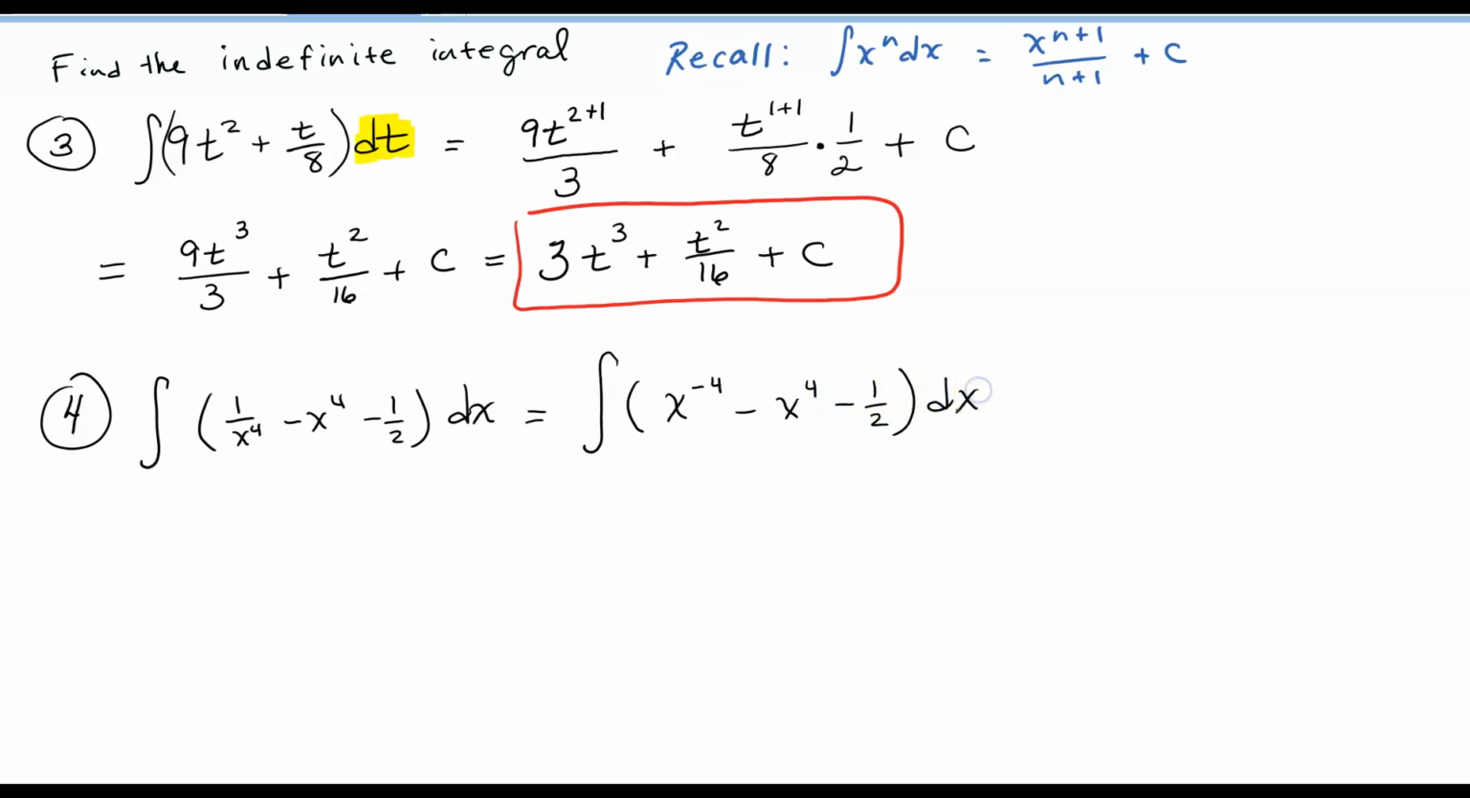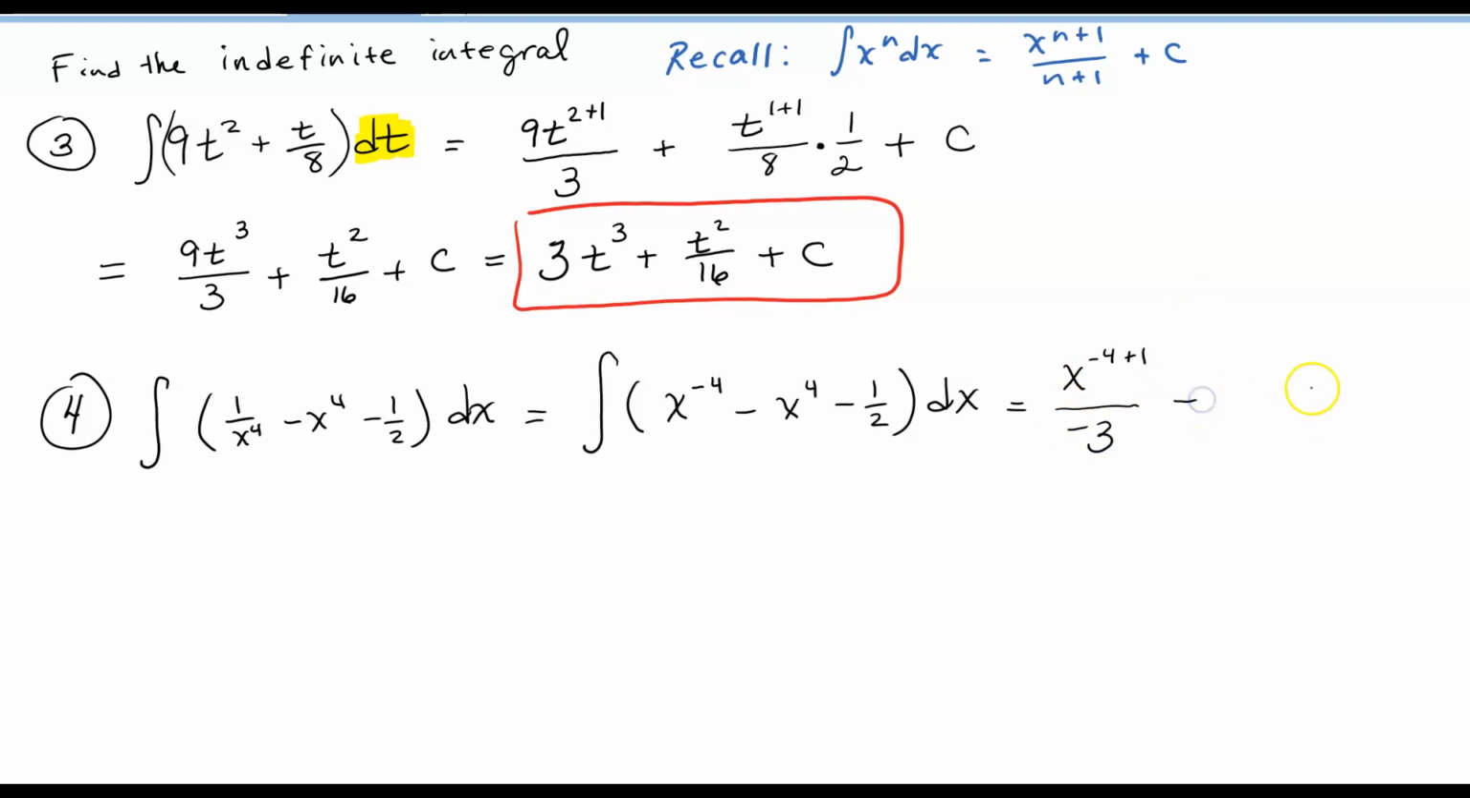All right, so now I'm ready to apply the reverse power rule. So what I'm going to do is say, okay, x to the negative 4 plus 1. Now here's where a lot of students mess up. They'll say negative 4 plus 1 is 5. No, that's not correct. Negative 4 plus 1 is negative 3. So I'm going to divide by negative 3.